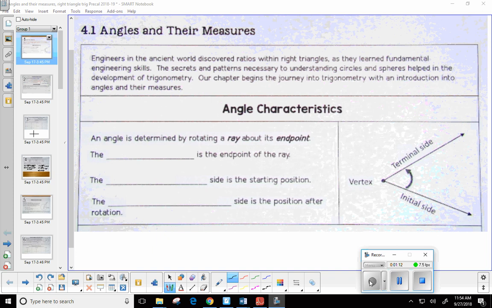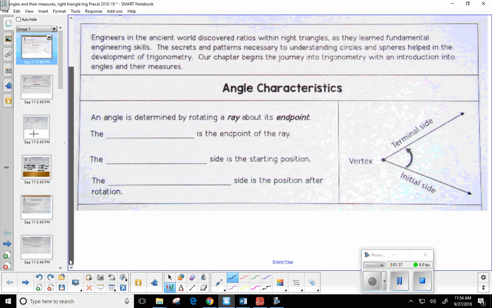Angles and their measures. Engineers in the ancient world discovered ratios within right triangles. As they learned fundamental engineering skills, the secrets and patterns necessary to understanding circles and spheres helped in the development of trigonometry. Our chapter begins the journey into trigonometry with an introduction into angles and their measures. Like I said, a lot of vocabulary, more than anything, is coming up today. So, angle characteristics.